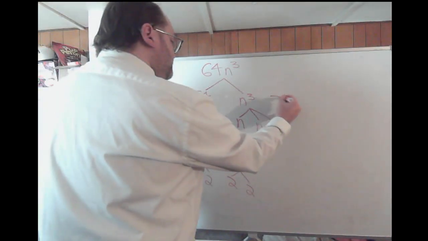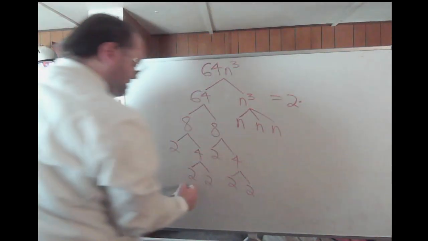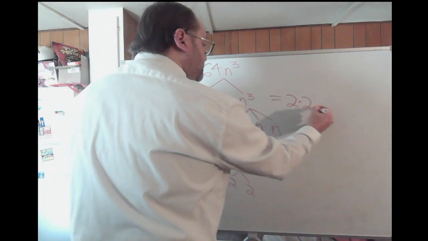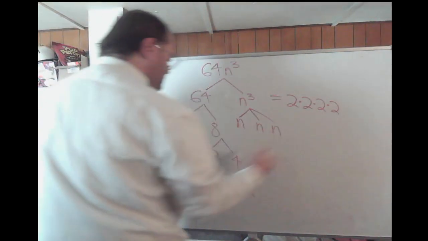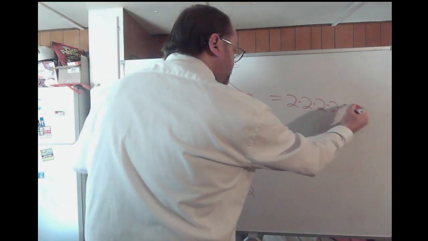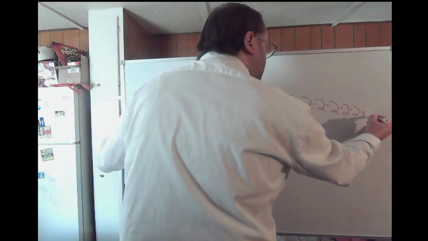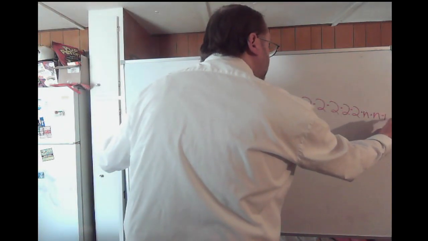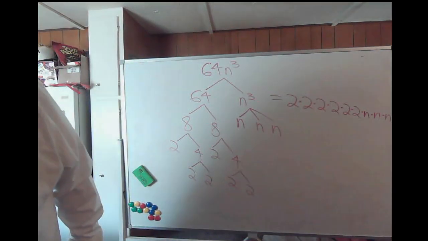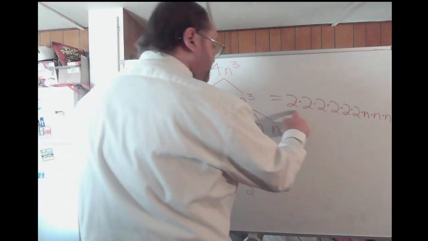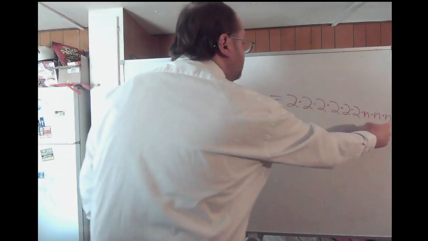So your prime factorization would start like this. You'd have 2 times 2 times 2 times 2 times 2 times 2 times n times n times n. Yikes, we got a lot of 2's there. So we get 2 times 2 times 2 times 2 times 2 times 2 times n times n times n.